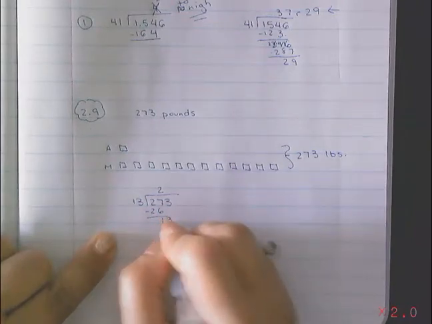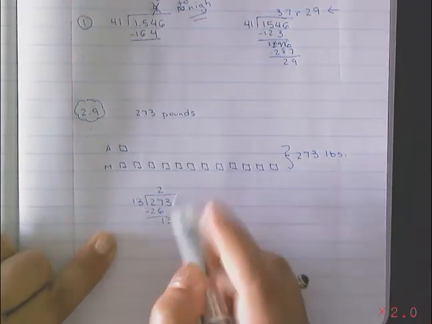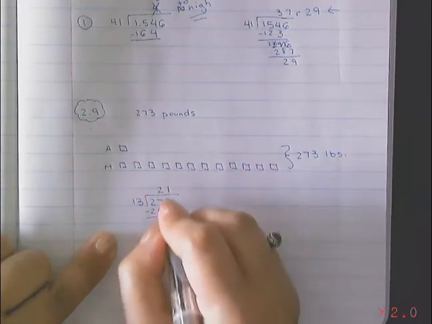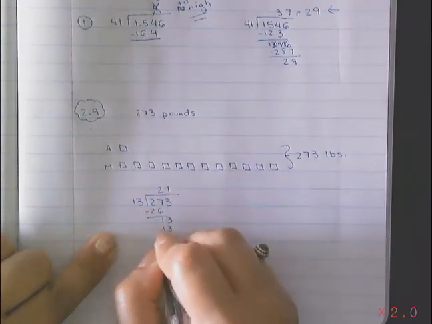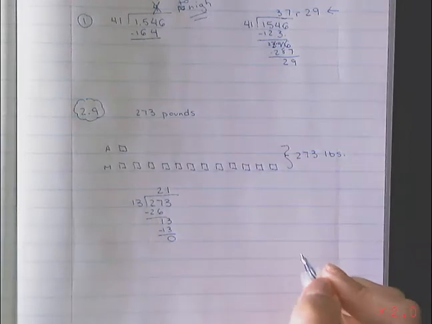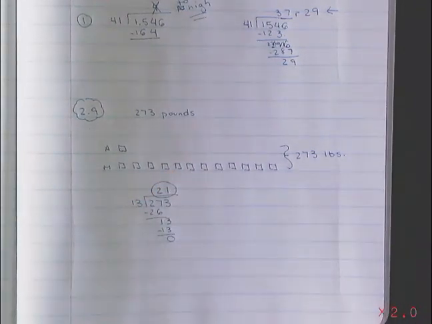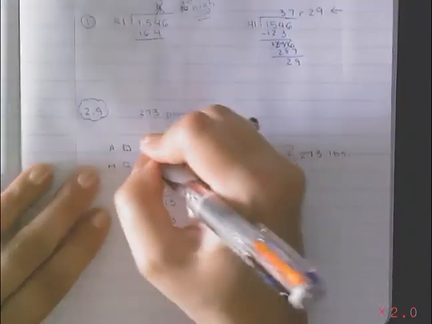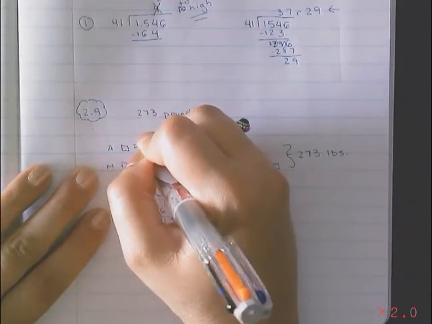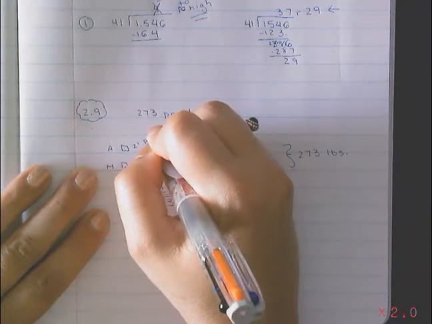I'm going to bring down my 3. 13 goes into 13 1 time. 1 times 13 is 13. So each square is 21 pounds. So that means the amberjack weighs 21 pounds.